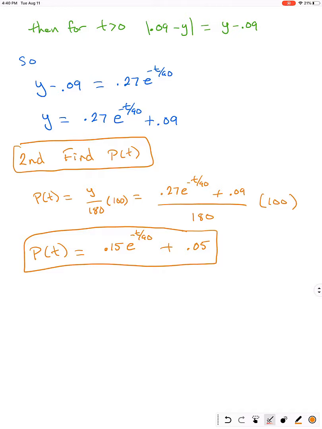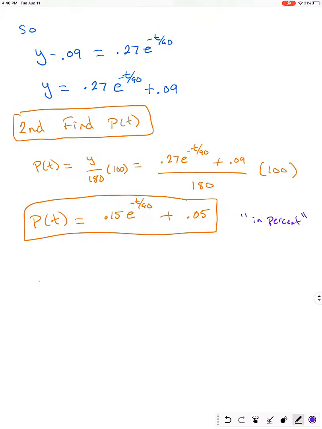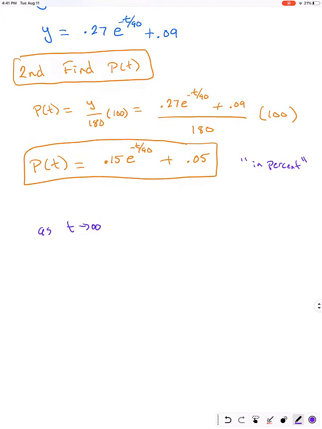And then the next part of the question says, what happens as time goes on? What will the percentage stabilize to? And so we have to sort of be careful about this, because remember that P of t is in percent. So I'm going to write in percent. So remember our answers in percent. But as time goes off to infinity, as time gets bigger and bigger and bigger, I'll have the limit as t approaches infinity of P of t.